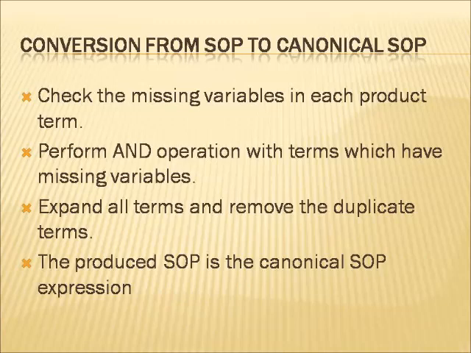The first one is we have to check the missing variables in each product term. Second one, perform AND operation with terms which have missing variables. Third one is expand all the terms and remove the duplicate terms. And fourth one, once we remove the duplicate terms, the produced SOP is in the canonical form. So I can explain that with the help of an example.